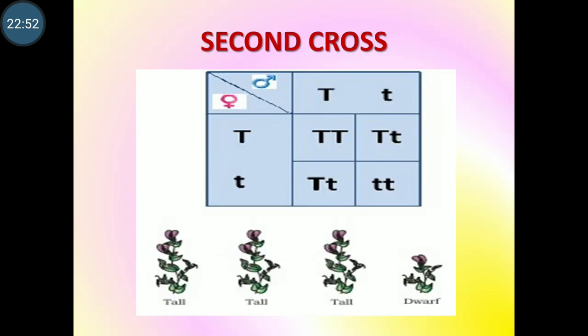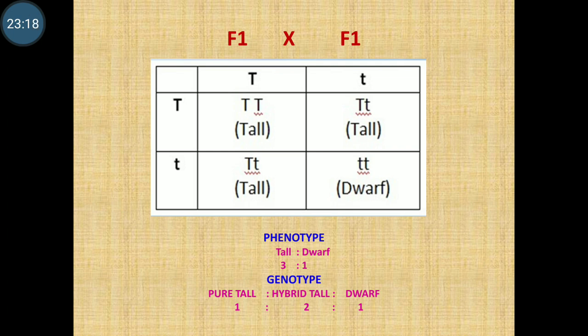Second cross, here you can see the alleles taken from the F1 generation. Capital T, small t, capital T, small t. You can see the ratio, that is 1:2:1. This is the genotypic ratio. 1 is pure tall, 2 are hybrid tall, and 1 is pure dwarf. F1 multiplied by F1, you can see the phenotype is 3:1 and the genotype is 1:2:1. So I hope you have understood the monohybrid cross.